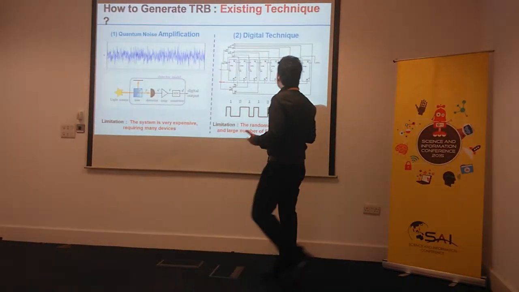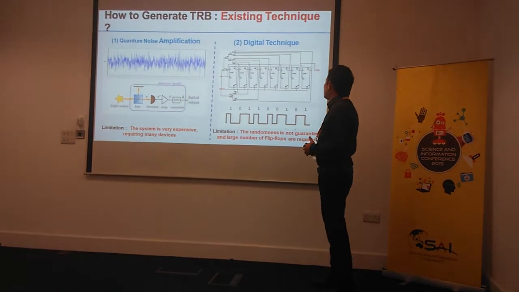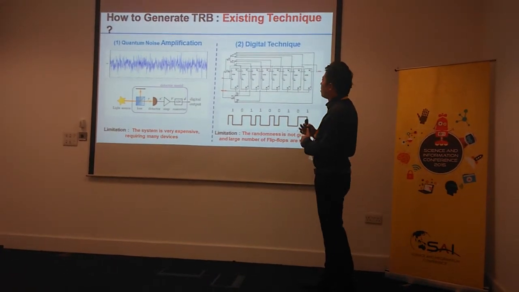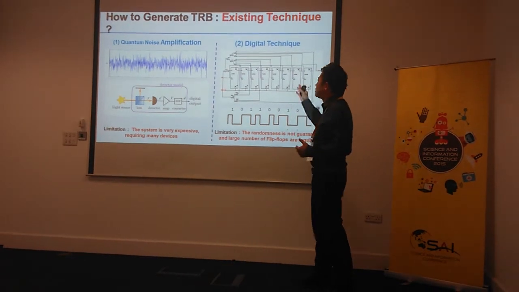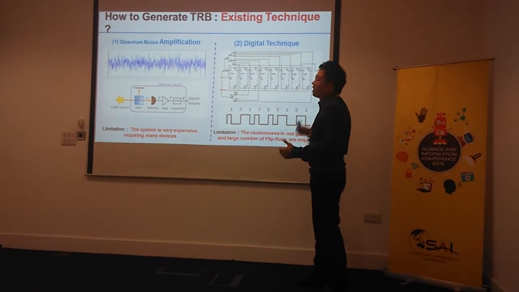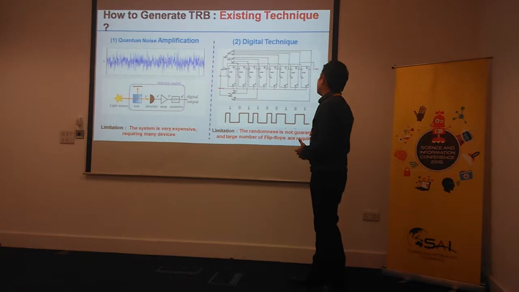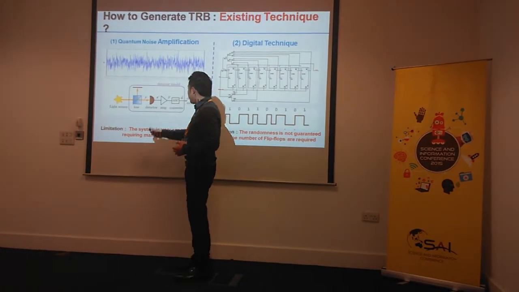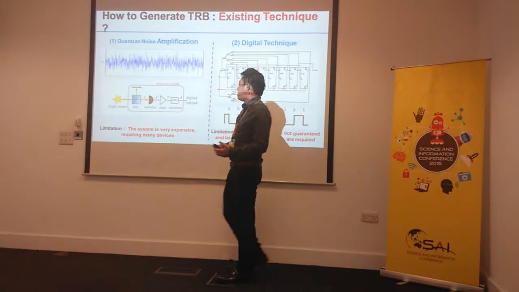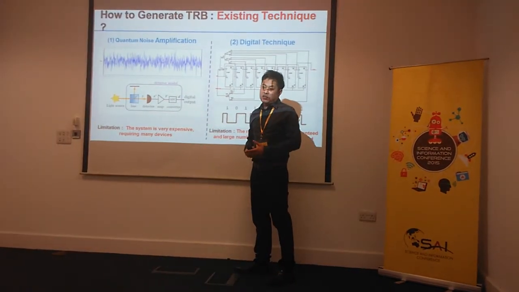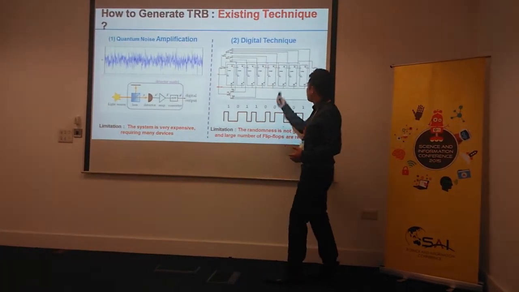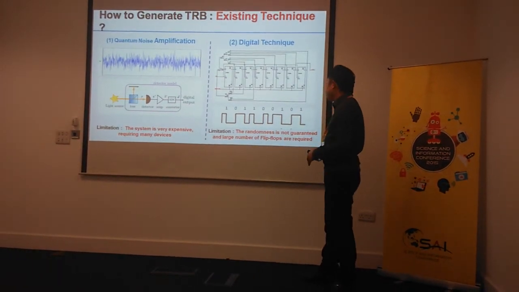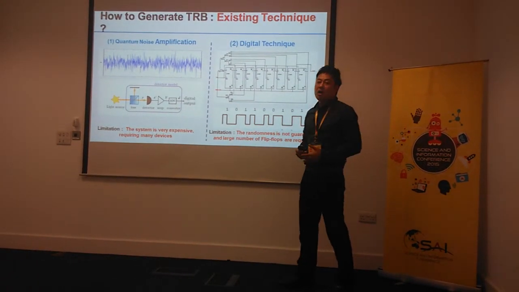And the second one is the digital techniques. Well, it seems to be easier and cheaper than the first technique, but it's very complicated. You need at least 8 flip-flops to generate. Well, there's a limitation. For the quantum noise amplification, the system is very expensive, requiring many devices. But for digital techniques, are you sure? It's not guaranteed, okay? And a large number of flip-flops are required.